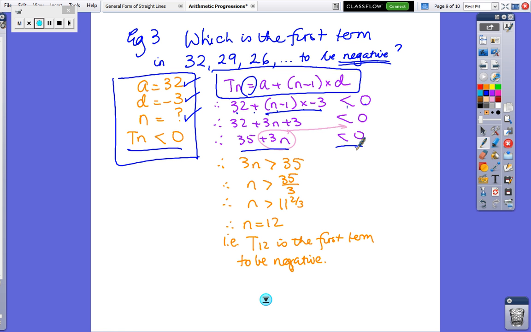Now, we made a mistake there. So minus 3 times n, that should be minus 3n. That's minus 3n. And so when you take the minus 3n across the other side, it becomes a plus 3n, but it's moved to the greater than side. So 3n is greater than 35, n is greater than 35 on 3, n is greater than 11 2/3. So we have to have n as numbers like the first term, the second term, third term. So we need to be greater than 11 2/3. So the answer is 12. The first number past 11 2/3 is 12. So T12 is the first number to be negative.